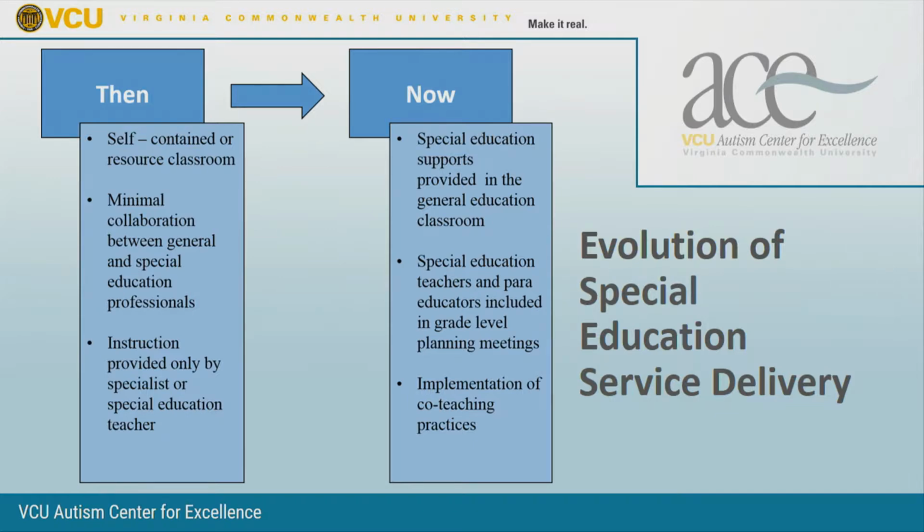So for example, then there were self-contained classrooms or resource classrooms, and that's where the majority of students who had special education services and supports were educated. But now we see the shift to those students being included in the general education classroom with special education supports pushed in. Back then, we also saw that there was minimal collaboration between the special ed teachers and the general education teachers. Now we see that there's an emphasis on team planning where the special ed and the general ed teachers work together with the paraeducator, and they actually plan in grade level planning meetings.